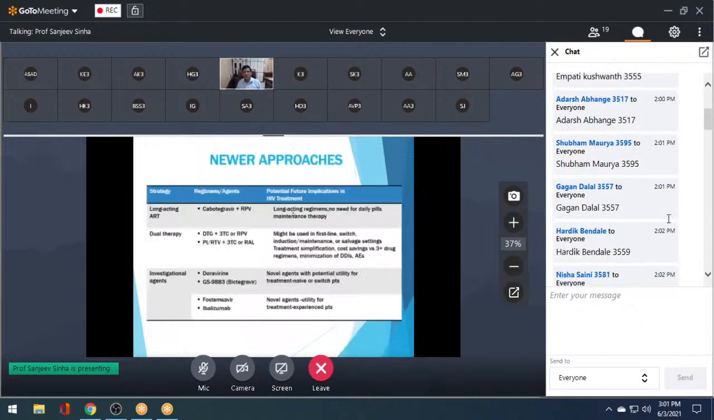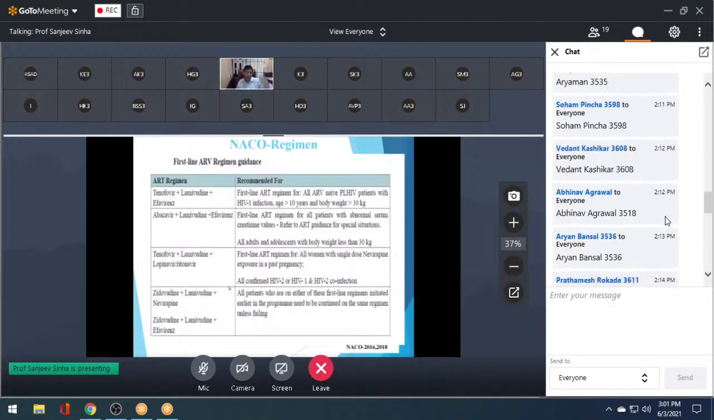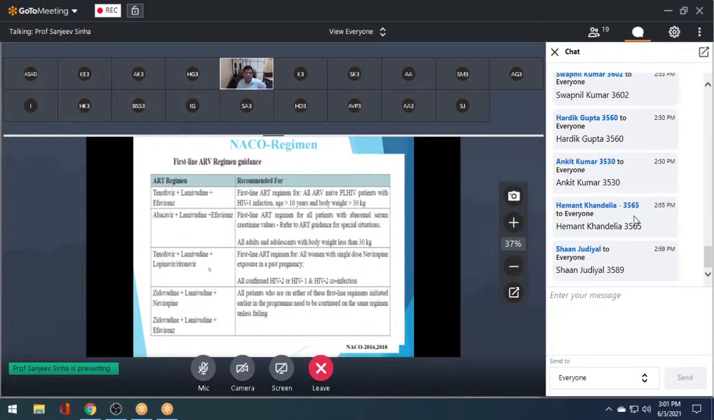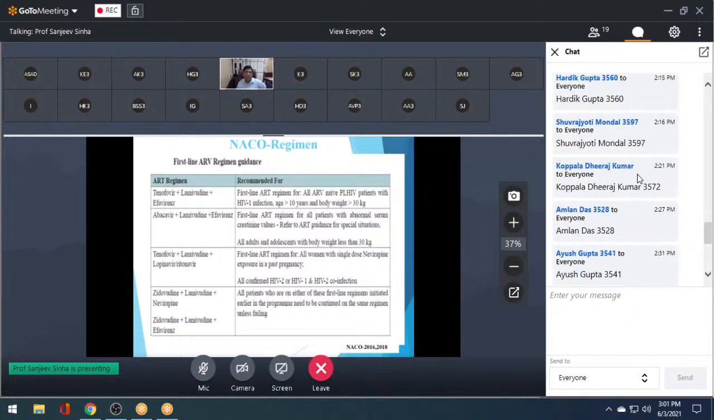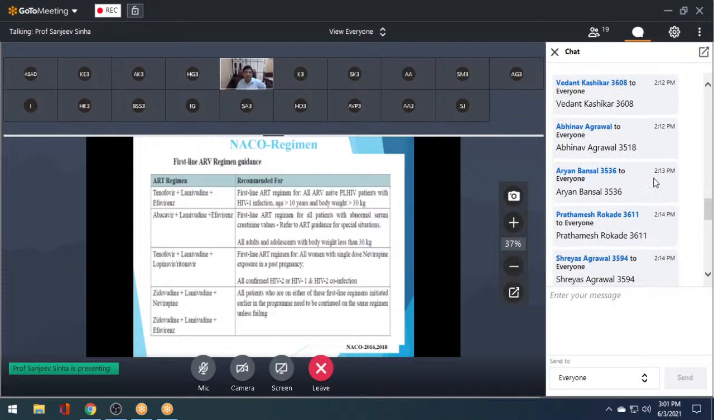So these are the most important slides from your point of view. If somebody asks you what the treatment regimens are for first line antiviral drugs, then you have to mention these ART regimens.